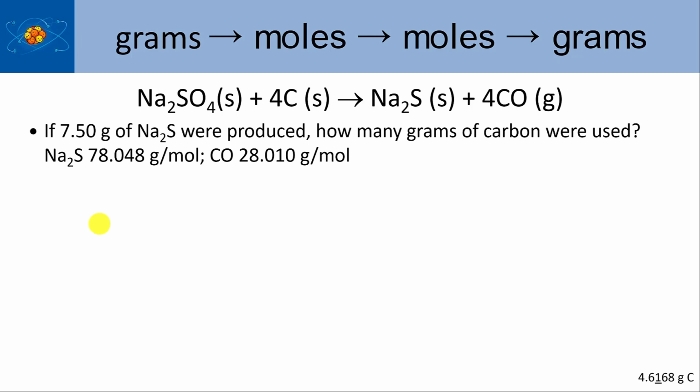Okay, so another real common type of problem, this is probably the most common type of problem in laboratories, is when you have grams of material. For example, you went to a balance and you weighed out some sodium sulfide, you weighed out some sodium sulfate, or you weighed out some carbon. It's a black powder, you just weigh it out. And then you want to know how many grams of product you would make.